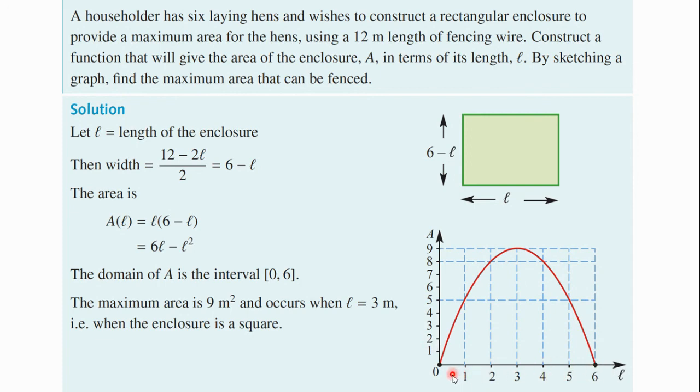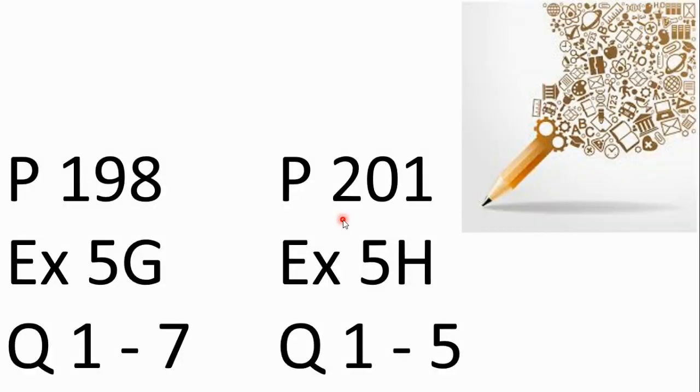If you think about it, the maximum will always be halfway between the 2 intercepts. So halfway between 0 and 6 is 3. Visually you can see that our maximum is 9. And we've looked at our domain. So our domain is 0 to 6, and it does include 0, and it does include 6. And bizarrely, if the length is 3, 6 minus 3 is 3, so that is actually a square. A square will give you the biggest area.